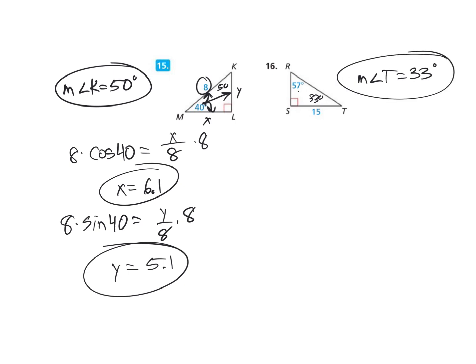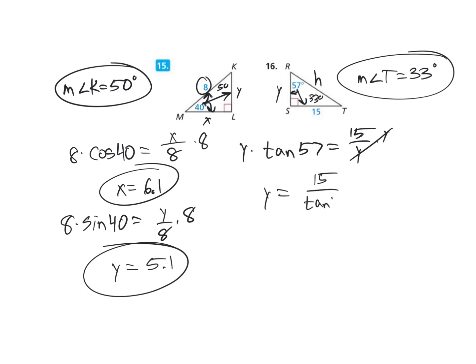Now from 57, we have the opposite leg. And let's go ahead and get the adjacent leg too. So opposite and adjacent is tangent. So the tangent of 57 is equal to the opposite leg over the adjacent leg. Got to remove the adjacent leg from the denominator. And then you're going to divide off the tangent of 57. So 15 divided by the tangent of 57. So on your calculator, make sure you put everything in correctly. And y is equal to 9.7.